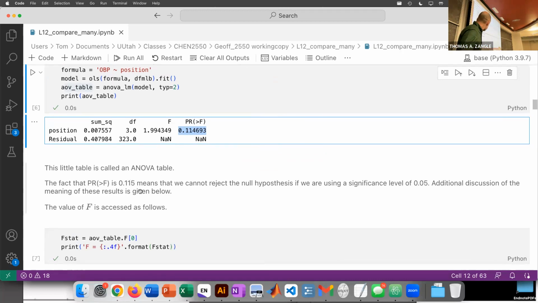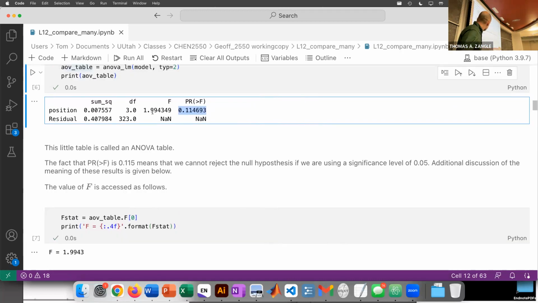So then what we'll see is that the governing statistic for this analysis of variance is now something called the F statistic. We'll look a little bit more at what that distribution looks like. But we can pull out the F statistic from this table as AOV table.F. In this case, our F statistic is 1.99. And it's kind of analogous to what we did in the t-testing, our hypothesis testing about two means.